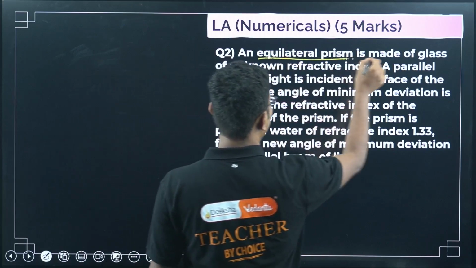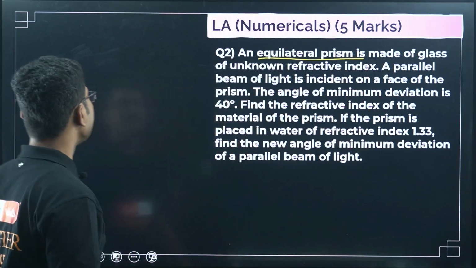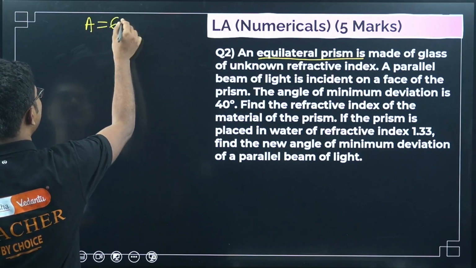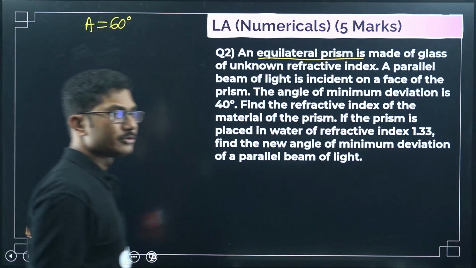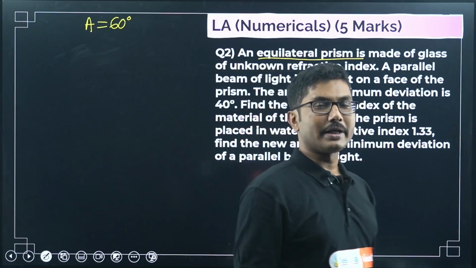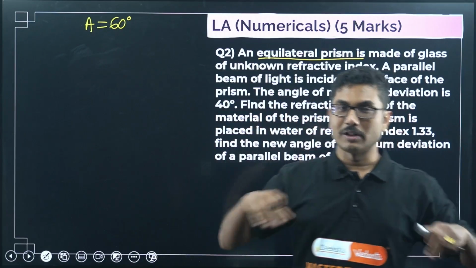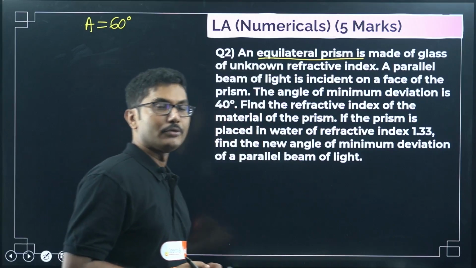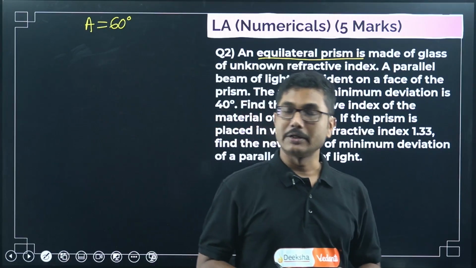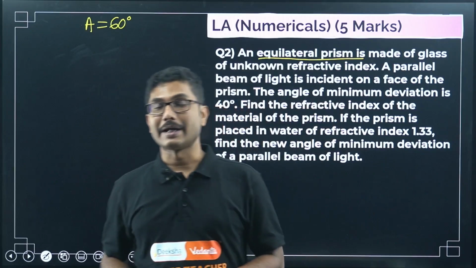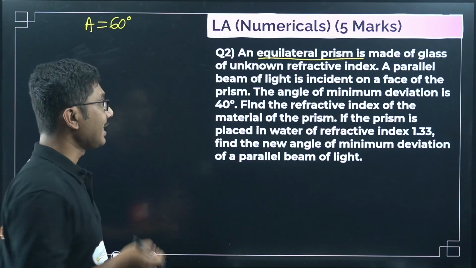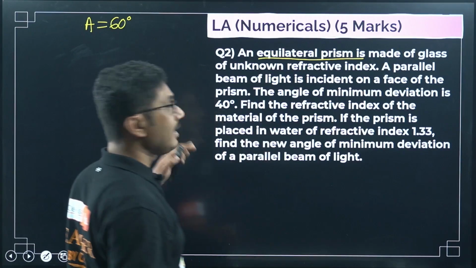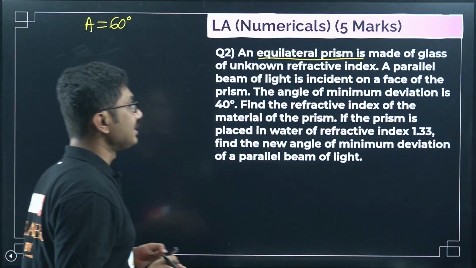It's an equilateral prism. Equilateral prism means all the angles of the triangle are 60 degrees, so the angle of the prism will also be 60 degrees. All the sides are the same, which means if you take a cross section, you will get an equilateral triangle. So all the angles will be 60 degrees, and the angle of the prism is 60 degrees.